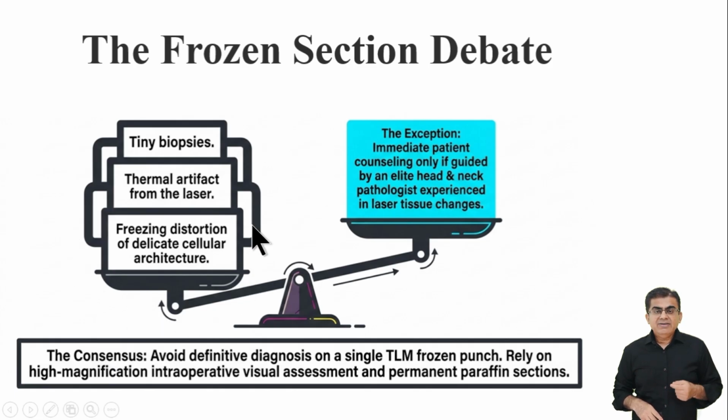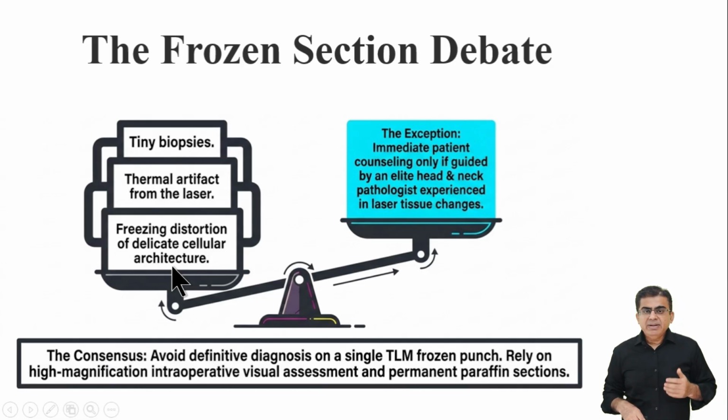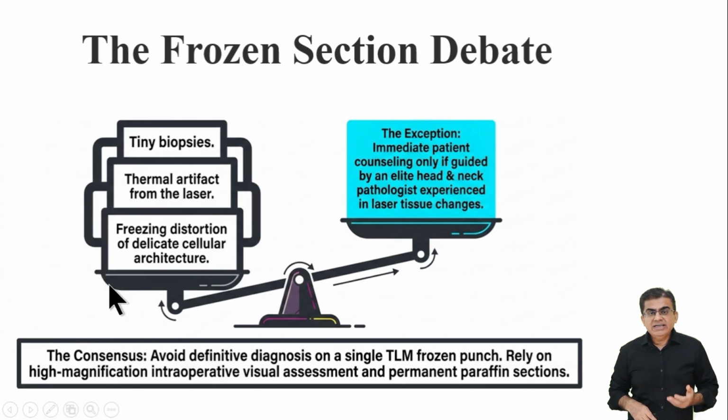First, our laser biopsies are incredibly tiny. Second, the CO2 laser inherently causes a thermal charring artifact right on the cut edge. Third, the physical freezing process badly distorts this already delicate and burned cellular architecture. Because of this massive double distortion, it is very difficult for any pathologist to read these margins accurately.